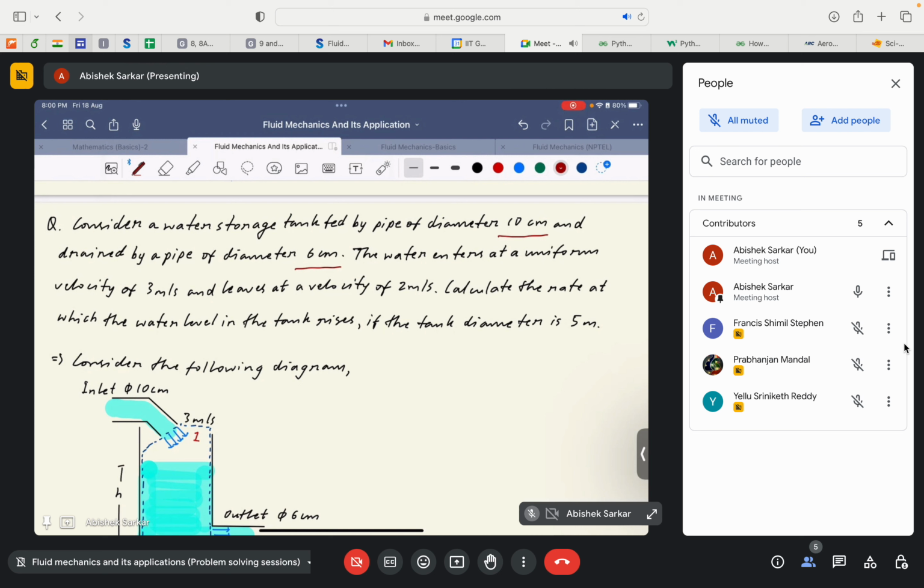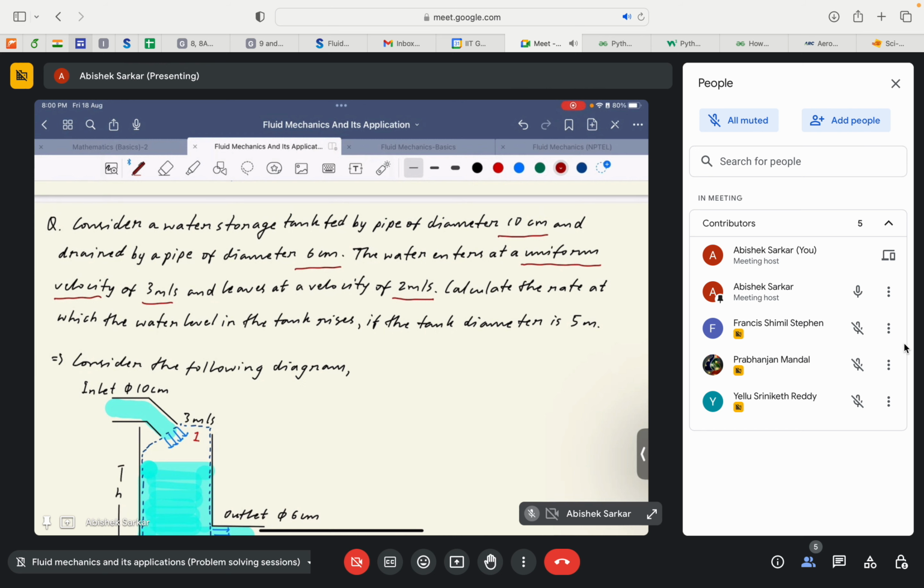The water enters at a uniform velocity of 3 meter per second and leaves, again at a uniform velocity, I have not explicitly written it, of 2 meter per second. See, if it is not uniform, you cannot explicitly give a value of the velocity, right? It will actually be a profile which will be a function of the coordinate along which the velocity varies, right?